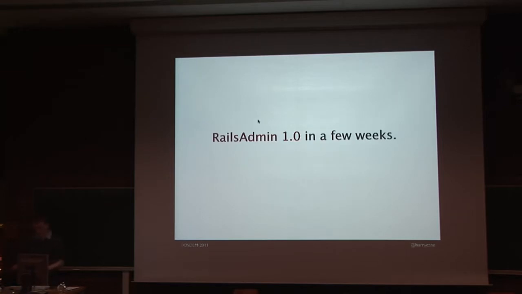Okay. So we're going to launch the Rails admin 1.0 in a few weeks. That's the main milestone for the Rails admin. But if you pull the code from the Git repository, it's production ready. We have a lot of tests written, so you can run those tests and see that everything passes.